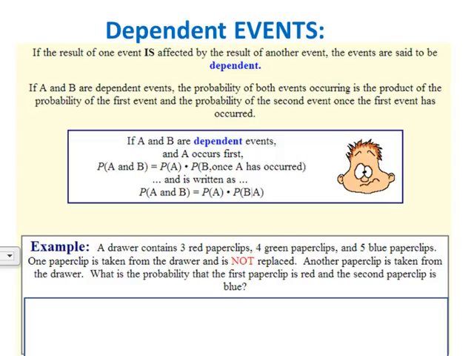Let's look at dependent events. So remember, dependent events is when the result of one event is affected by the result of another event.